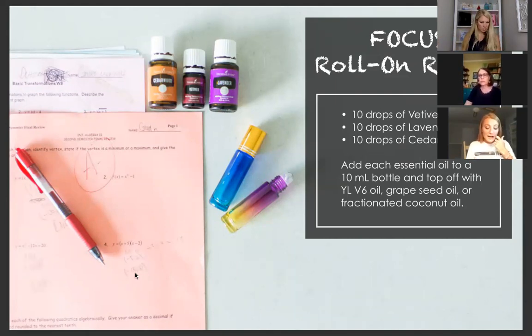So combine them together in a roller ball and use them. It's great to apply them on your wrist. I put a lot of oils on my wrist, or I have bracelets that I apply them to. Right here on your brainstem, your temple, and then on the back of your neck is a great place to apply the oils as well.